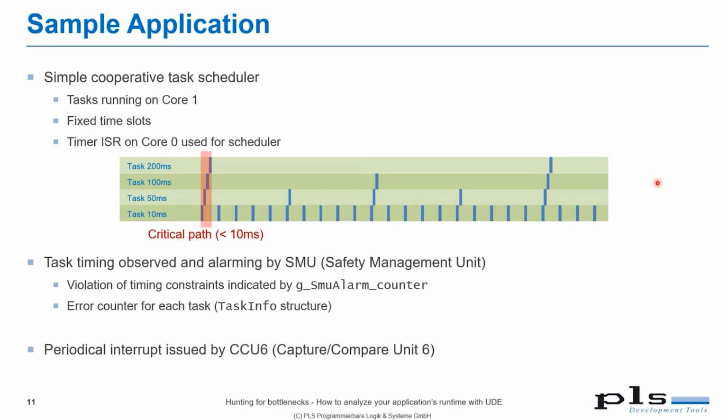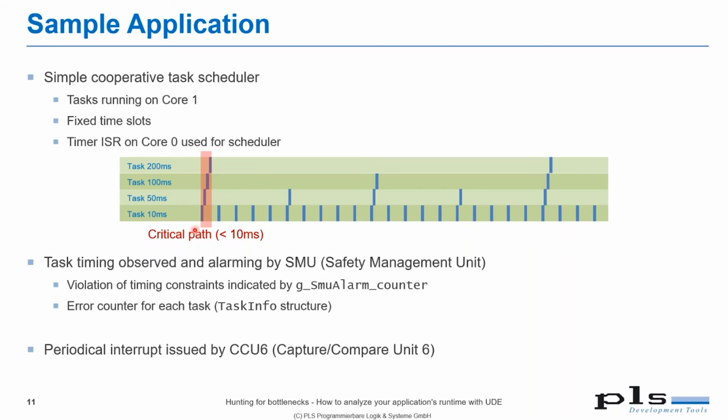The timer for this scheduler is provided by CoreZero. That is not that important, but important is that the correct timing behavior is observed by a test function, and it issues an alarm by the safety management unit, the SMU, whenever a task is executed or is not executed in the right time and the timing constraints are violated.